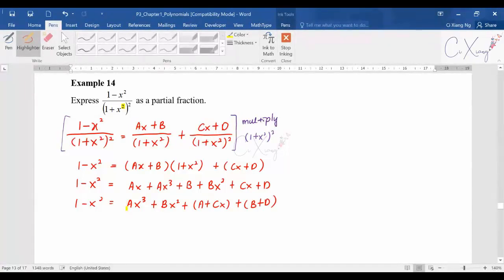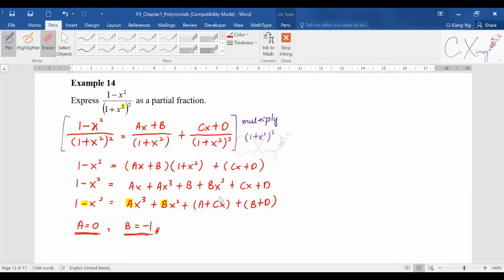The comparison here is very simple. Look at ax power 3. Is there any x power 3 on the left hand side? No, right? So the coefficient of x power 3 is 0, which means a equals 0. The same thing happens here. You compare b with the coefficient of x squared on the left hand side, which is negative x squared, compared with bx squared. Therefore, b equals negative 1. You can see comparison in this kind of question is very simple and straightforward.